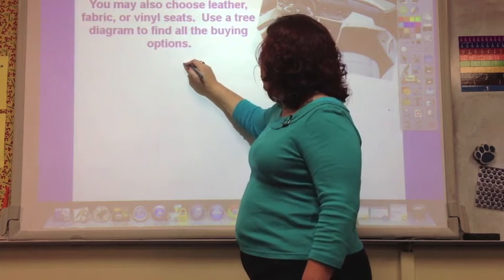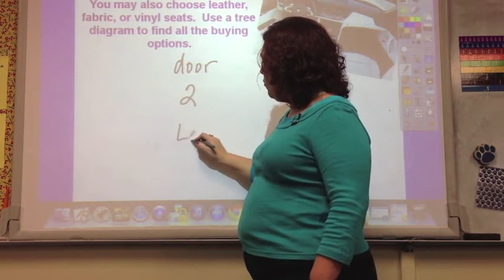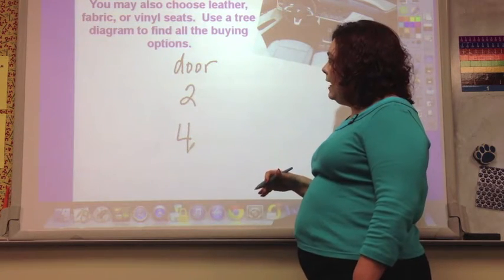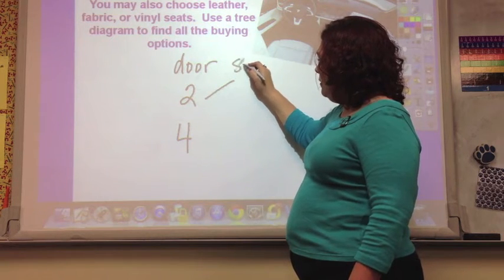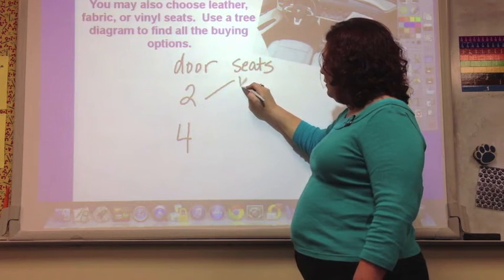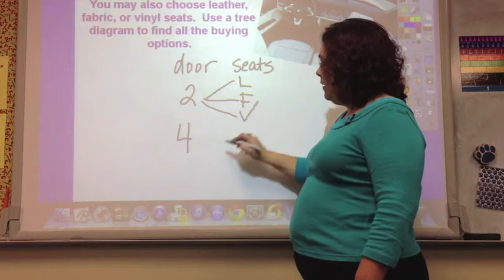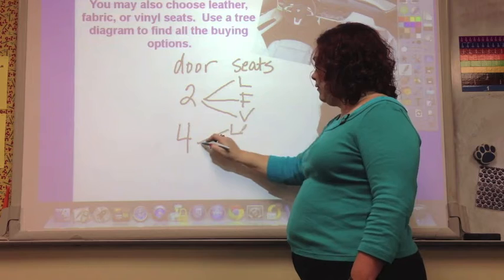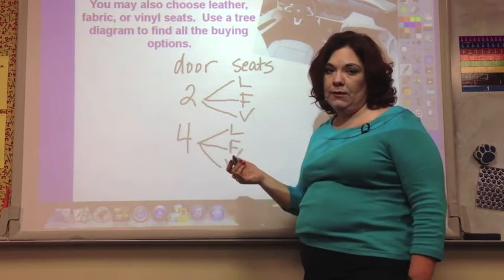So the door options are 2-door or 4-door, and that's represented by a 2 or a 4. And if you buy a 2-door car, you can choose different types of seats, and your types of seats are leather, fabric, or vinyl. And if you choose a 4-door car, you can choose leather, fabric, or vinyl. And I just use letters to represent that.